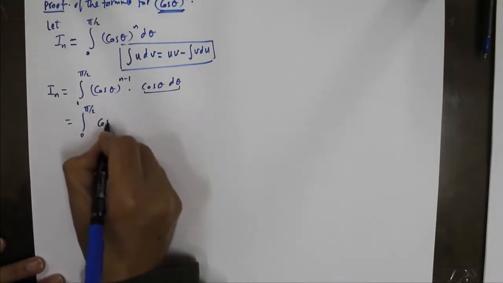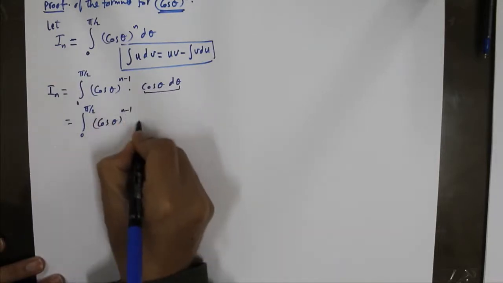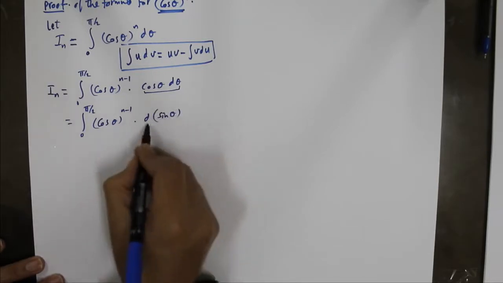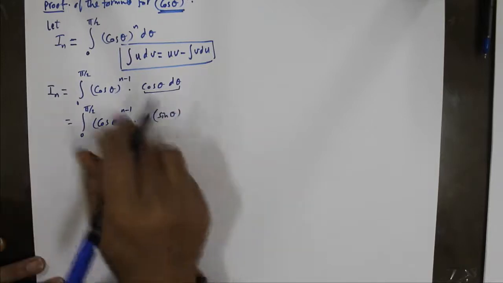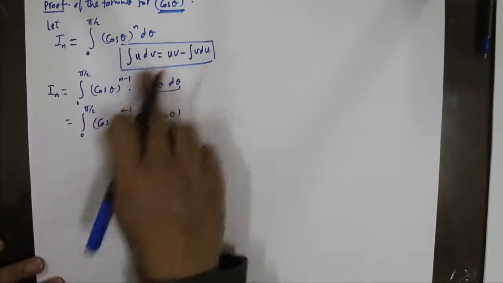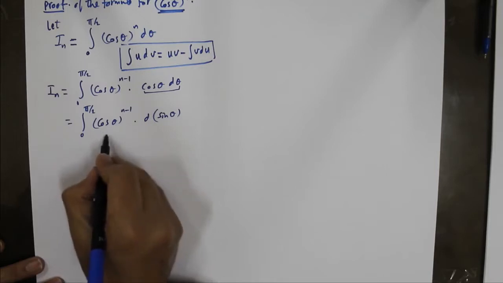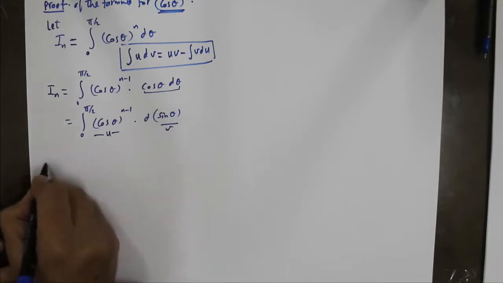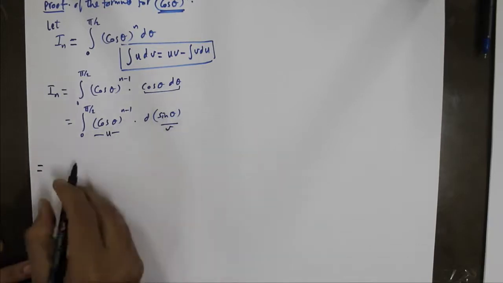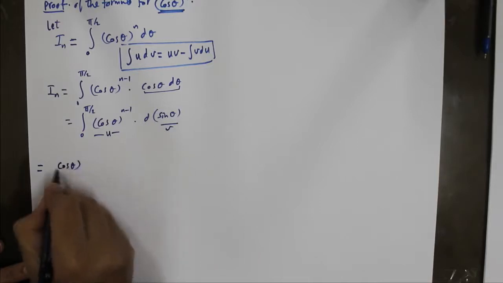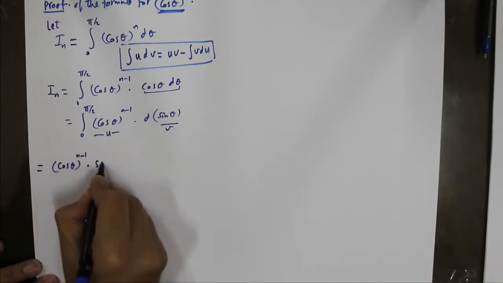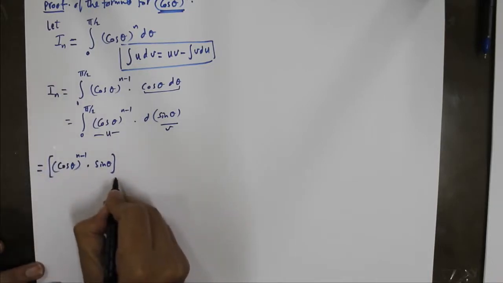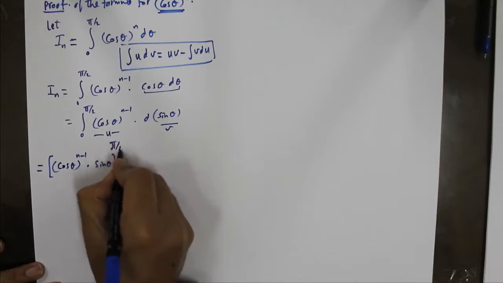But to put it in easier form, we put it like this. This is the d of sine theta. You know, the derivative of sine theta is cosine theta d theta, so this is the same. But now we can use this formula. This stands for u, this stands for v. So applying this, uv means cosine theta to the n minus 1 times sine theta. This is part of the integral value, but we should substitute the bounds.